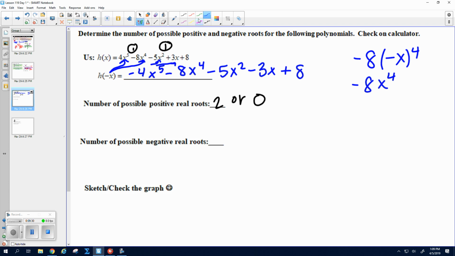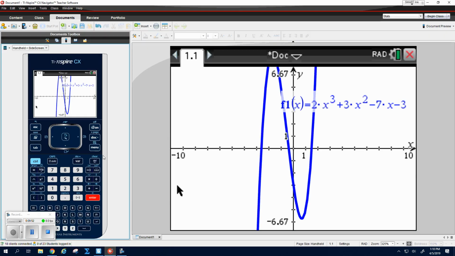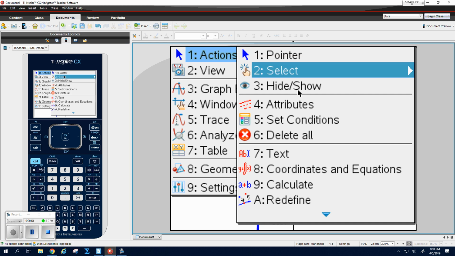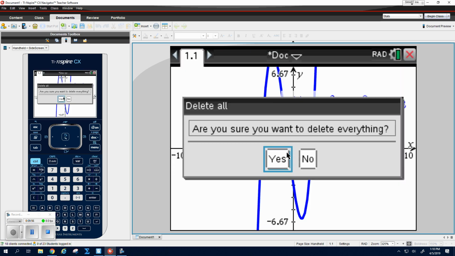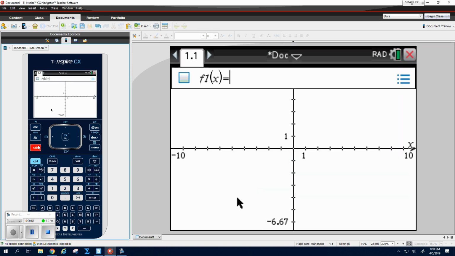Now we look for how many sign changes there are. How many are there? 1. See, same, 1. Okay. Let's just check this fun little graph just to make sure. So you guys plug it in. Again, this part you actually don't have to answer on the homework, but it's really good to see.